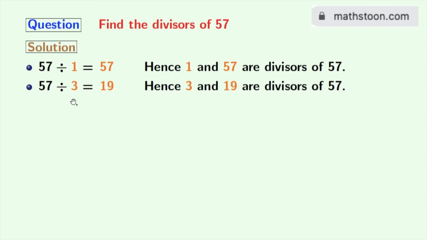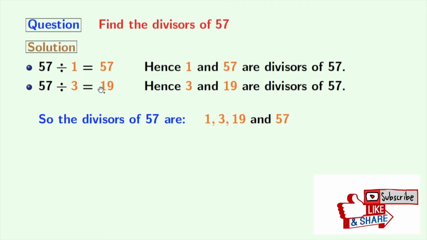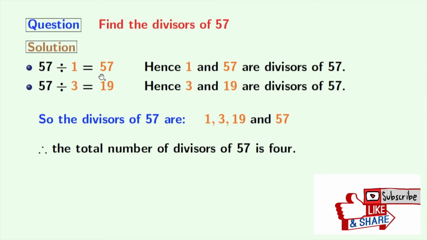Now there is no number between 3 and 19 which can divide 57. So we will stop right now. Now we have all the divisors of 57 in orange colors. These numbers are 1, 3, 19 and 57. So the total number of divisors of 57 is 4.